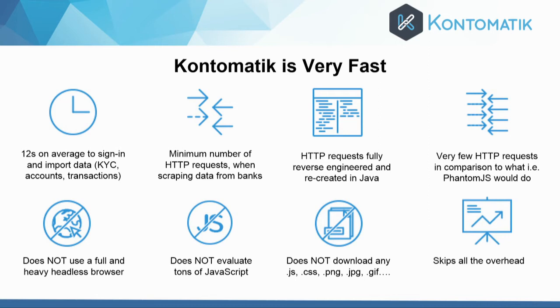How could it be that we're so fast? 12 seconds, including ownership, account information, 3 months transaction history. That's a global number. We commit to you 20 seconds. There's a lot of work necessary. One topic is that we are minimizing the number of HTTP requests. Having more requests increases the errors and reduces the speed.